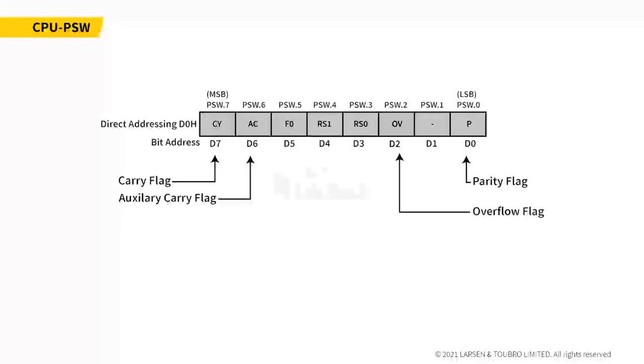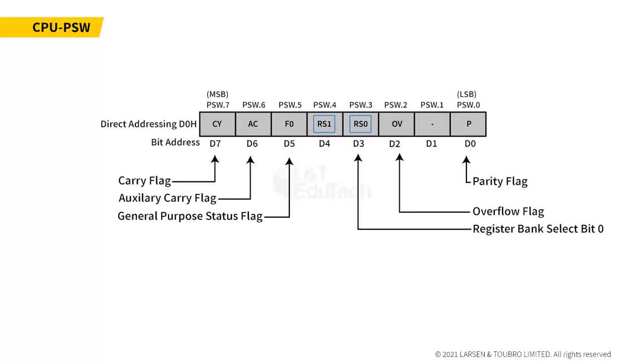Other new flags here, one is called F0, which is used for program event status by the users. Then we have RS1, RS0 bits inside PSW, where 00 combination of these two bits refers register bank 0, 01 for register bank 1, 10 for register bank 2 and 11 for register bank 3.